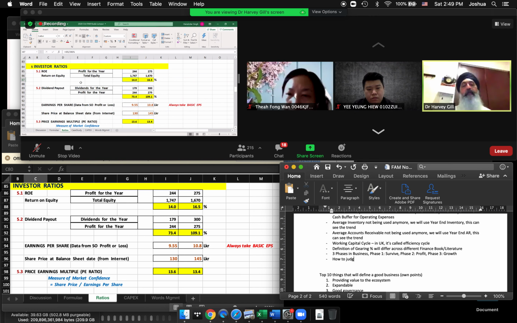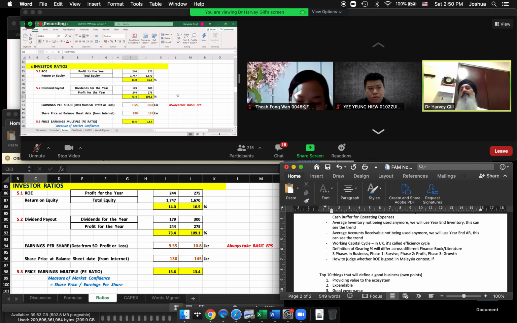The next ratio is of course dividend payout. These two ratios are actually ones even non-listed companies can work out, because return on equity is how much money the company makes for every dollar that the shareholders have put into the business. We compare and we get the ROE. The second question that shareholders are interested in is, from the profit for the year, how much they pay out as dividend. So this company has a good high dividend payout rate.